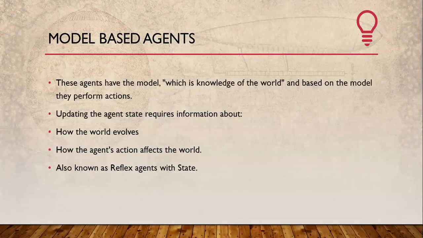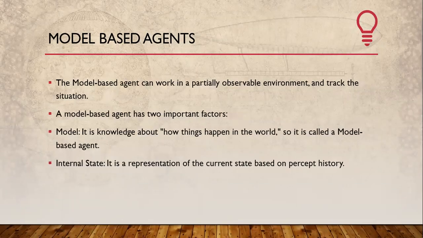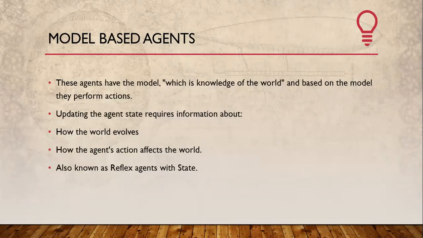Going forward, these agents have the model, which is the knowledge of the world, and based on the model they perform actions. As we have already said, these model based agents will have a model. So what is a model? A model is nothing but the knowledge of the world in which they are working, and using this model they are going to decide what actions they have to take. Now, how are they going to define their state, which is again an important characteristic? Updating the agent state requires information about how the world evolves and how the agent's actions affect the world, the most important part.